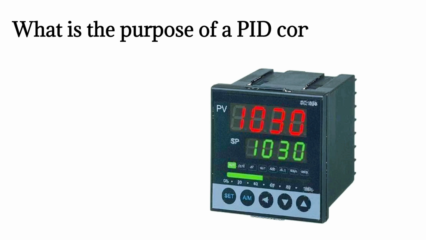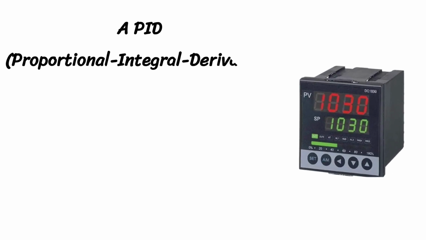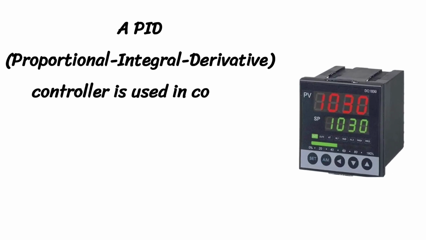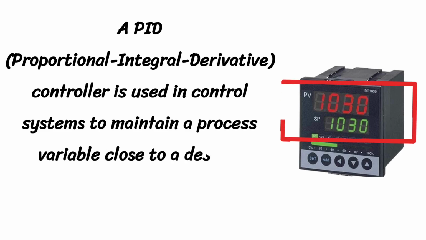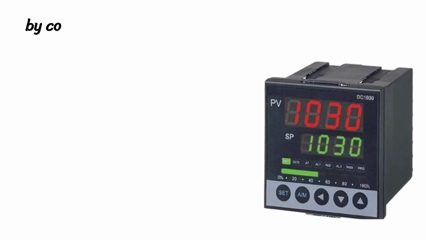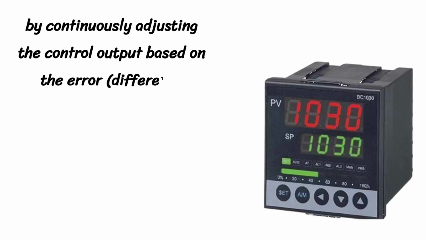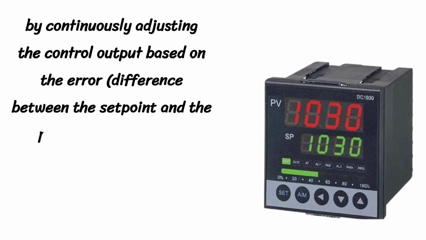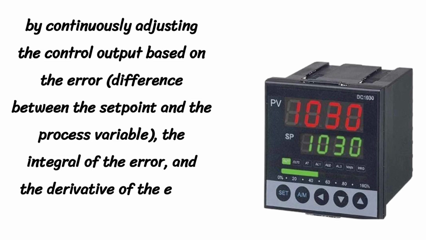Next question is, what is the purpose of PID controller? A PID, proportional integral derivative, controller is used in control systems to maintain a process variable close to a desired set point. By continuously adjusting the control output based on the error difference between the set point and the process variable, the integral of the error, and the derivative of the error.